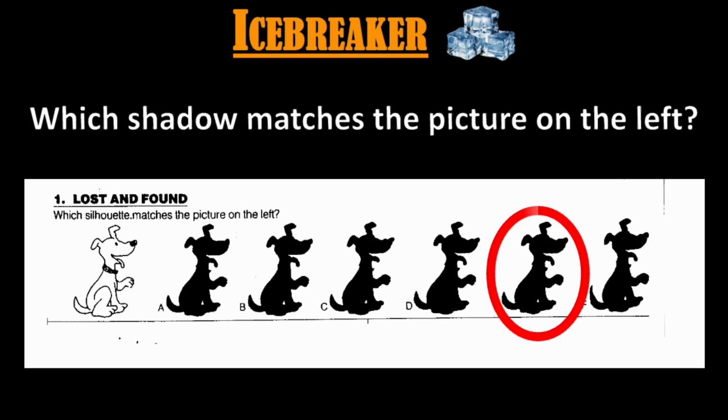The answer is E. It's not A because the nose is turned up in the shadow. It's not B because there's no collar. It's not C because the tongue isn't long enough. It's not D because there's not space between the front legs. And it's not F because the tail is too long. It's kind of a tough one, huh?